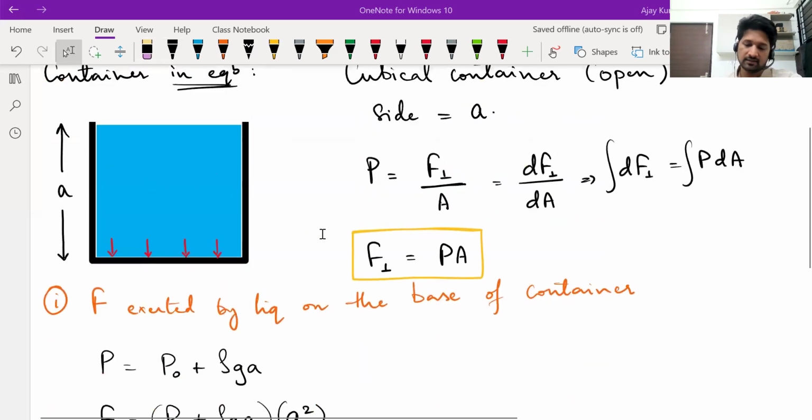But see, all the liquid which is in contact with the base is at the same depth, so it is at the same pressure. Fine. So the base is basically a surface which is under uniform pressure. If pressure is the same everywhere, then pressure multiplied with area will give you the force. But the actual method to calculate force arising due to pressure is this.